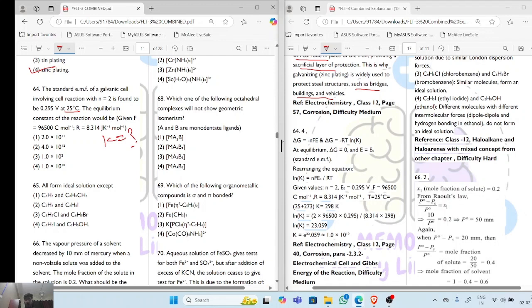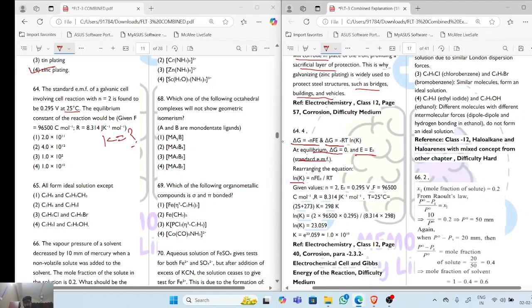First of all, we know that delta G is equal to minus nFE, and delta G is also equal to minus RT ln K. And we know at equilibrium the value of delta G is 0. So when the value of delta G is 0, E will be equal to E naught, which is the standard EMF. Rearranging the equation, we get ln K equals nFE naught divided by RT.